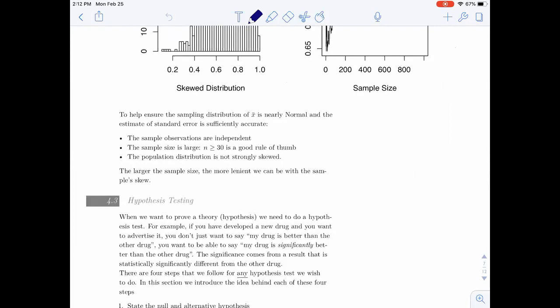Basically, we can assume we have a normal distribution as long as we have a large enough sample size. Usually the main criterion is larger than 30-ish, but we're kind of flexible. Okay. That's where we ended off last day.